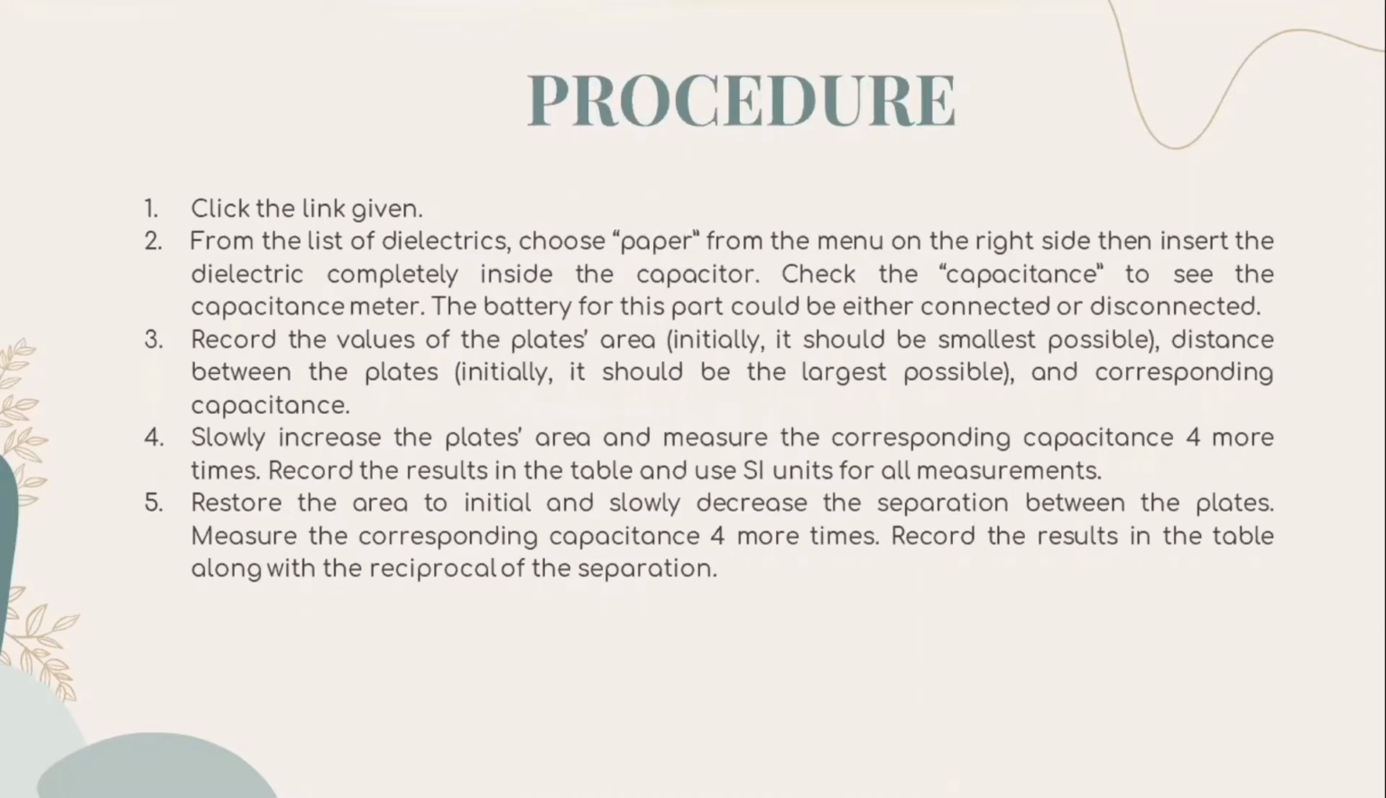Record the values of the plates area, distance between the plates, and corresponding capacitance. Slowly increase the plates area and measure the corresponding capacitance 4 more times. Record the result in the table and use SI units for all measurements. Restore the area to initial and slowly decrease the separation between the plates. Measure the corresponding capacitance 4 more times and record the result in the table along with the reciprocal of the separation.